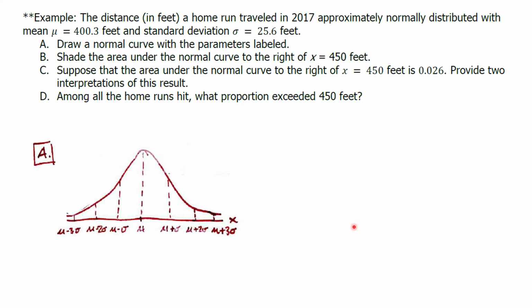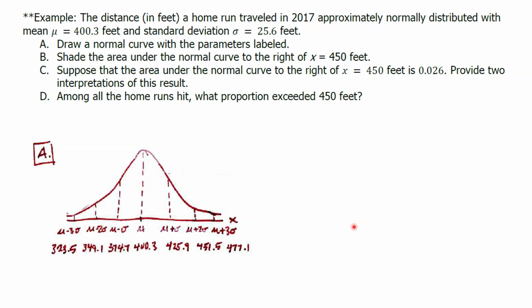I've identified where my mean is as well as my checkpoints for my standard deviation. So since my mean is 400.3, I'm just going to increase by 25.6 to the right and then decrease by 25.6 to the left, going all the way out to 3 standard deviations.